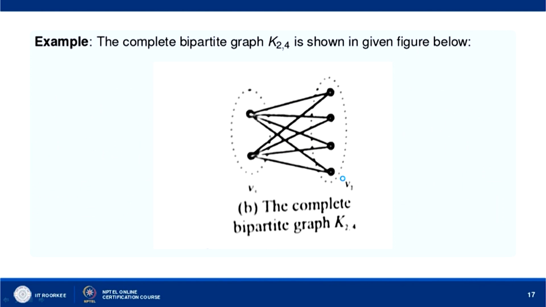Now, a complete bipartite graph, for example here. You can see there are 6 vertices, 2 vertices in V1, 4 vertices in V2, and every vertex of V1 is joined to every vertex of V2. So, the total number of vertices is m plus n, that is 2 plus 4, where m is equal to 2 and n is equal to 4, and the total number of edges is m into n, that is equal to 8. There are 1, 2, 3, 4, 1, 2, 3, 4, total 8 edges. So, it is a complete bipartite graph.